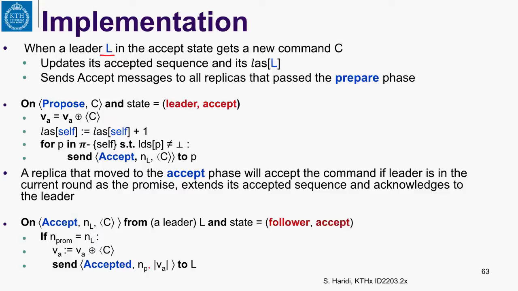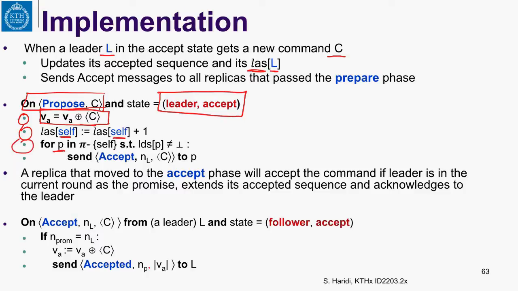So the leader in the accept phase gets a new command. This is the propose. And his state is leader and accept phase. Then he appends, or extends, his accepted sequence. And then we are using this map, which is the longest accepted sequence at each process. So the longest accepted sequence now at self, at the leader, will be increased by 1. And then for each process, except myself, that has already passed the synchronizing accept, we know that from here. This really becomes non-zero when you send a promise. Then we send to these processes the accept message with, of course, our round number.